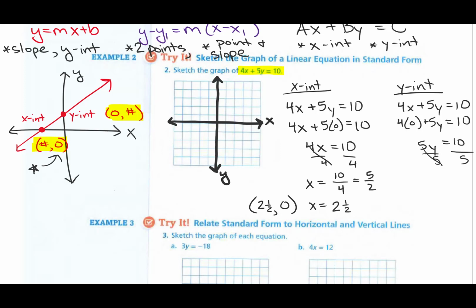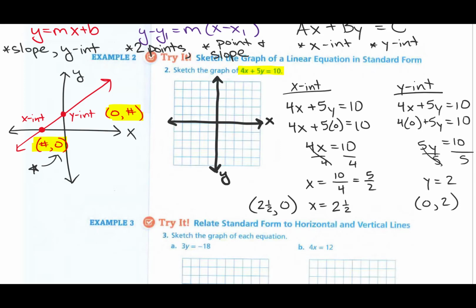And sometimes you can just do some of these in your head. The zeros work pretty nice. We end up with y equals 2. And so for my y-intercept, my point will be (0, 2). So now that I have these 2 points, that's what I'm going to use to graph my line.